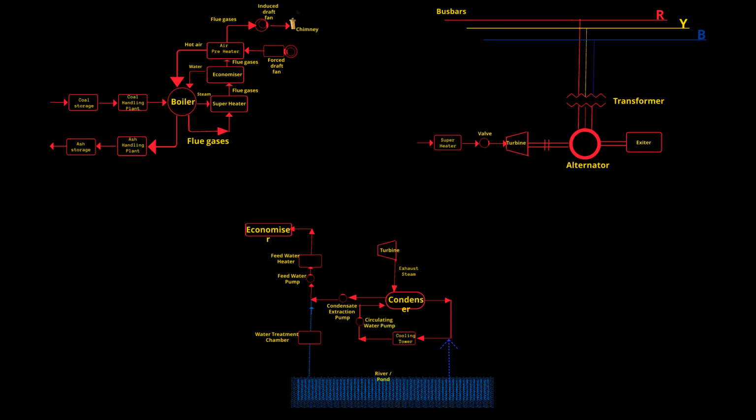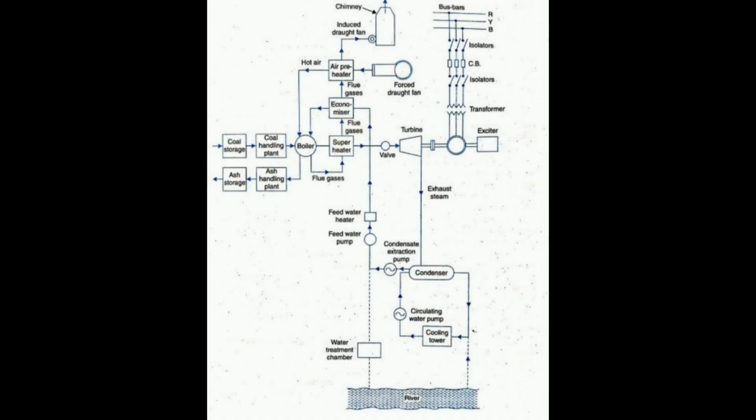Now we will add all these three parts to make the complete thermal power plant layout. So this is the complete layout of a thermal power plant from coal storage to power generation. We will learn elaborately about each block in our upcoming lectures.